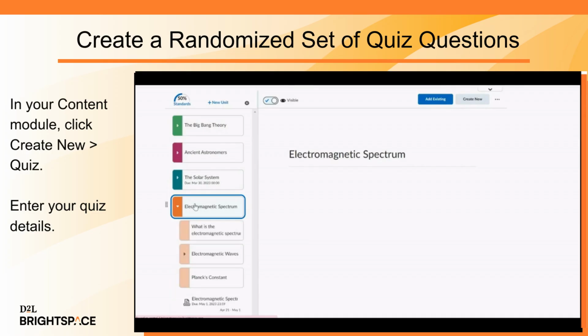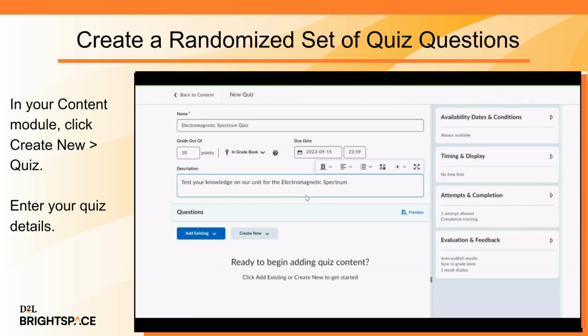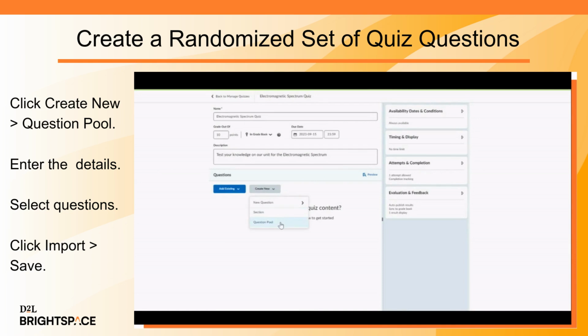In the content module where you want to create your quiz, click Create New Quiz. On the New Quiz page, enter your quiz details. Click Create New and click Question Pool.